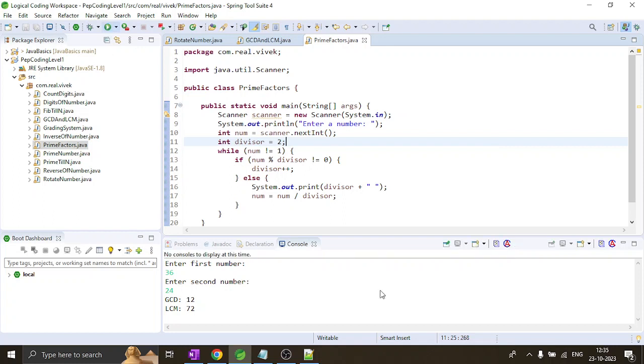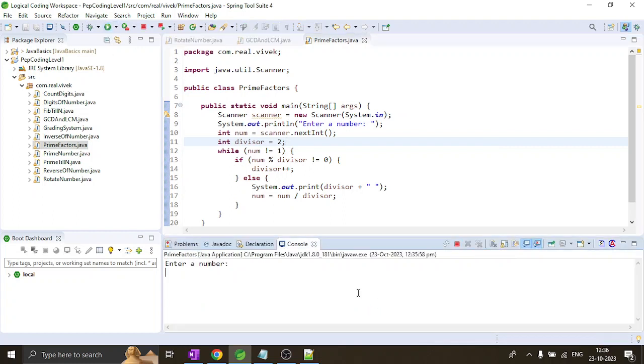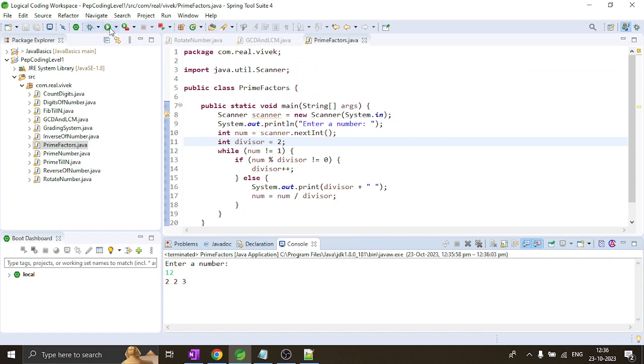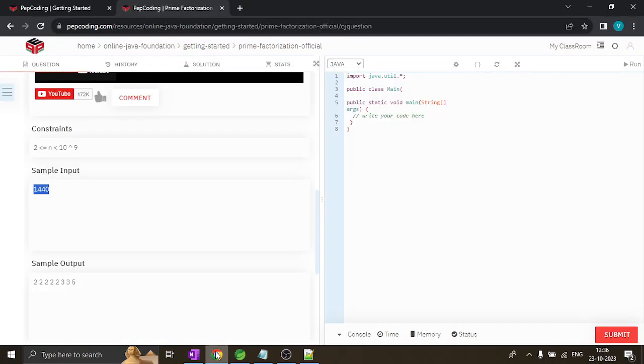So let's try to solve this. 2, 2 and 3. Like 2 times 2 is 4 and then 3. Let's try to solve for this. 2, 2, 3, 5 and so on.